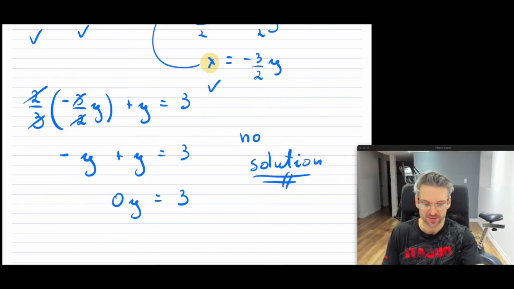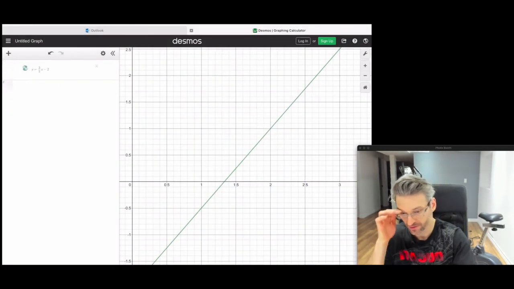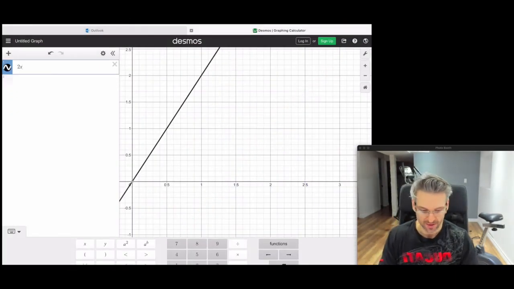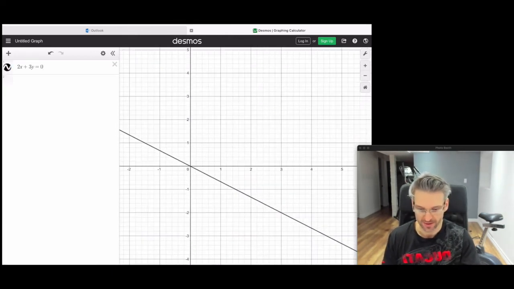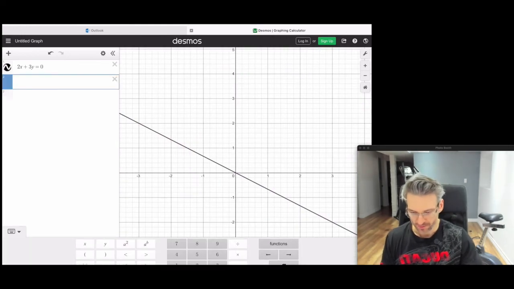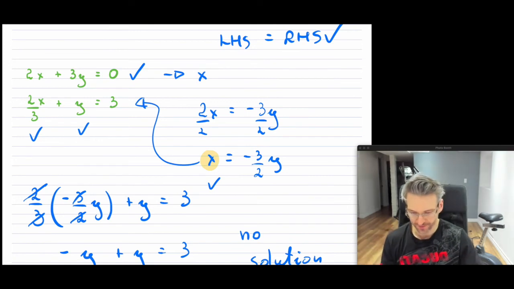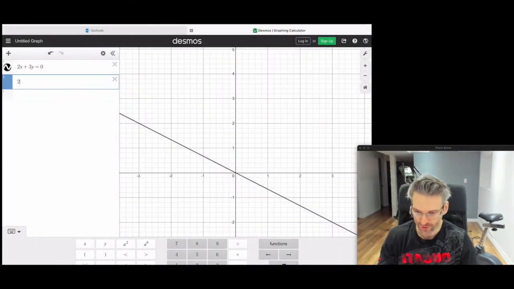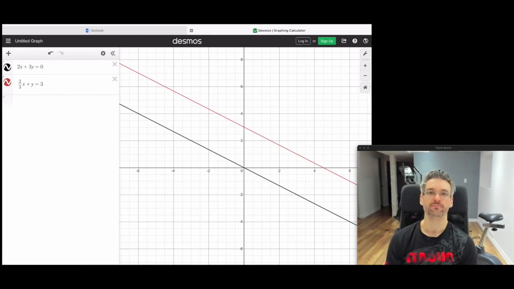All right, now let's graph it. If I take 2x plus 3y equals 0, I'm going to graph this. There you go, that's that line right there. And then my other line, which is 2 over 3x plus y. This was supposed to be 3. Okay, so there you go. Parallel lines. There is no intersection.